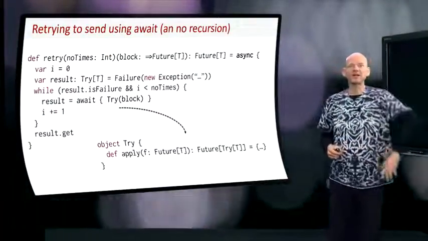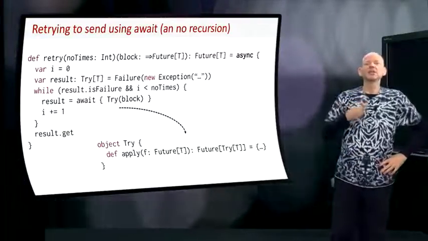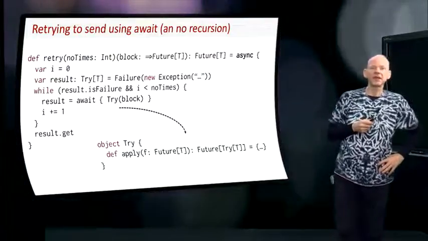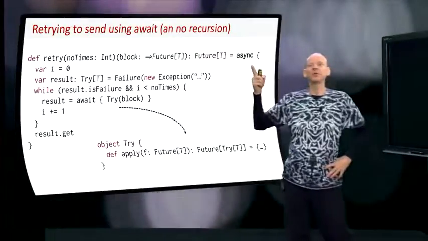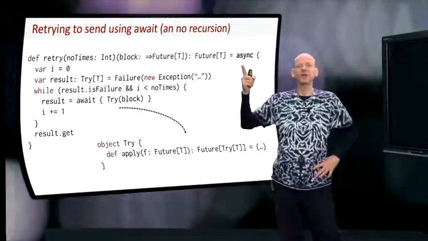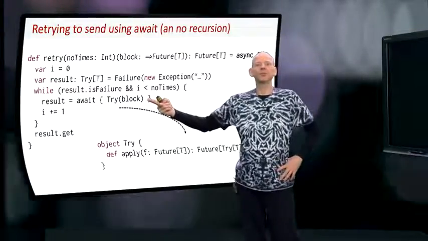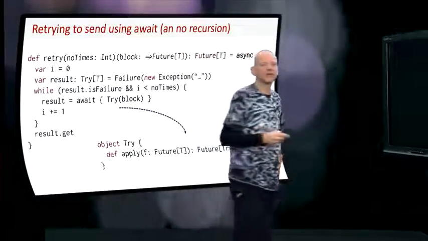So let's look at our retry example and write that using regular imperative control flow and async await. So what you see here, up here, is that I have an async block, which means that inside the async block, I can use the await. When there's a future, I can get that into a regular result.